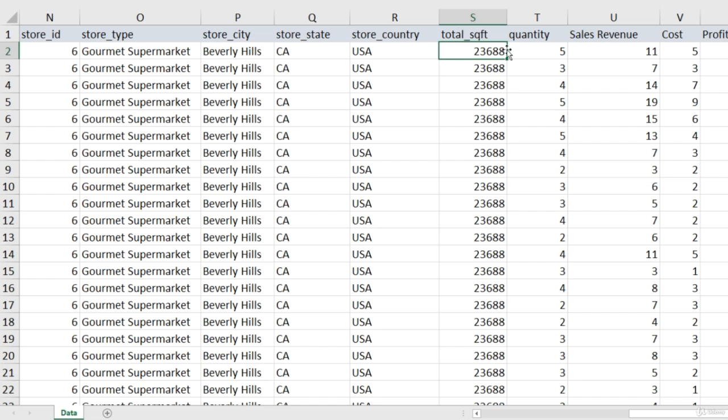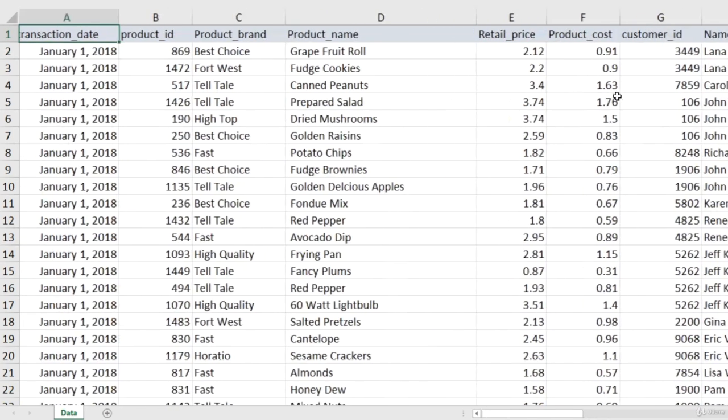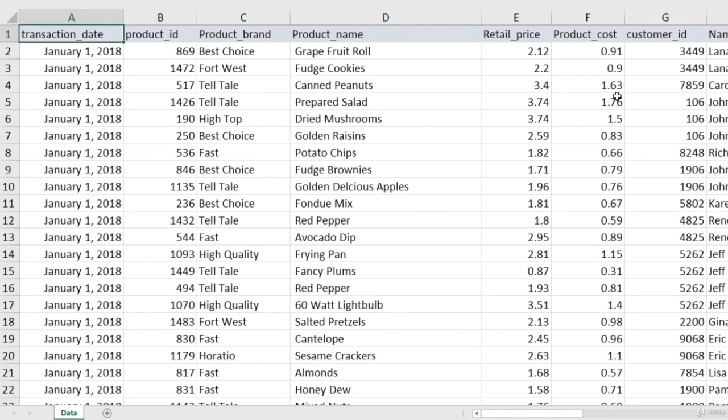And then you have the total square feet of the area of the store, that is, how big was the store, so that you can analyze where you are making the most sales over the square feet area you have, the efficiency you can find out. And then the quantity of the transaction and the sales revenue and the cost and profit and loss and profit margin. So you can see that we have quite a lot of information available in this sheet to basically extract which markets, which customers, which brands are doing good and which are not, so that we can optimize our business and sales strategy accordingly.